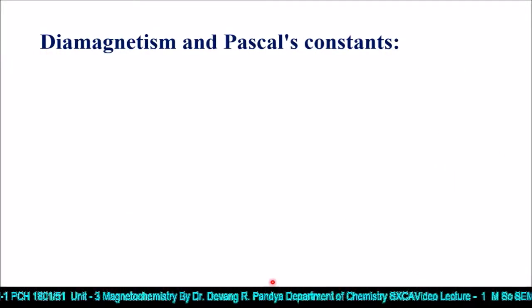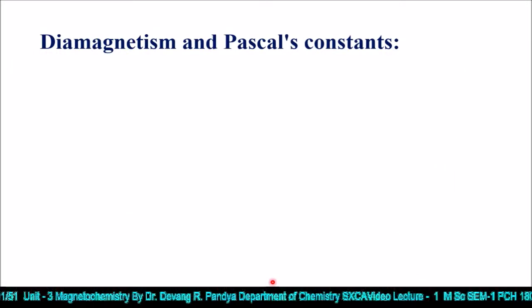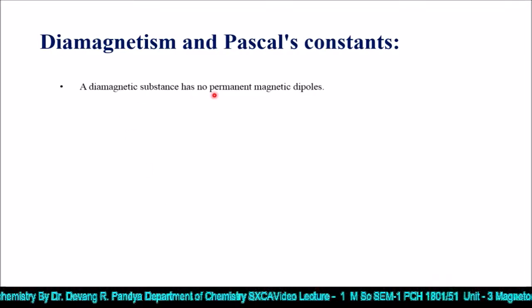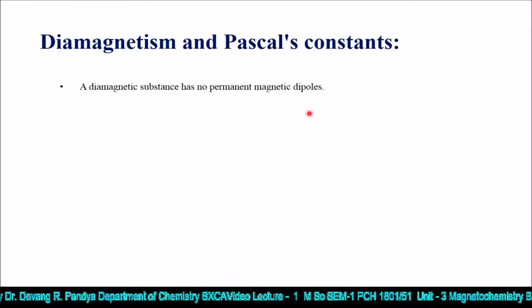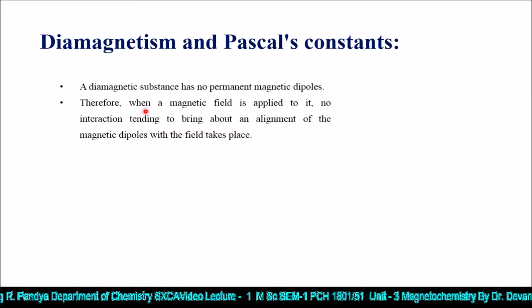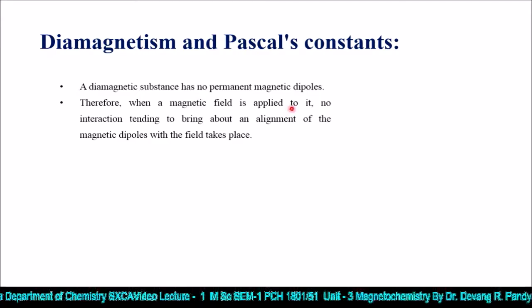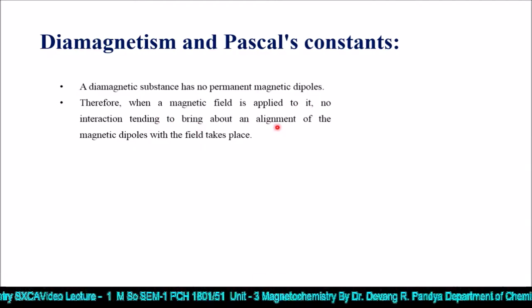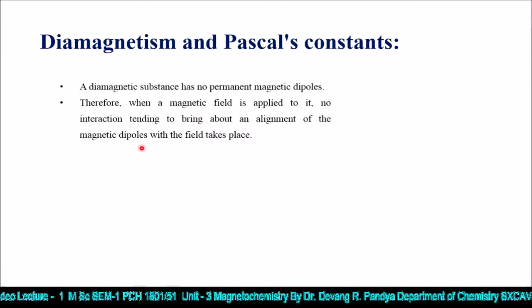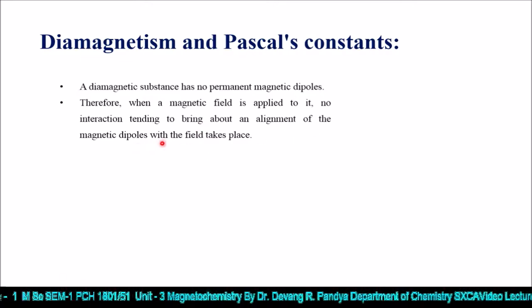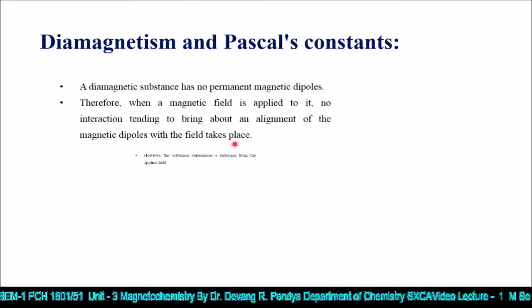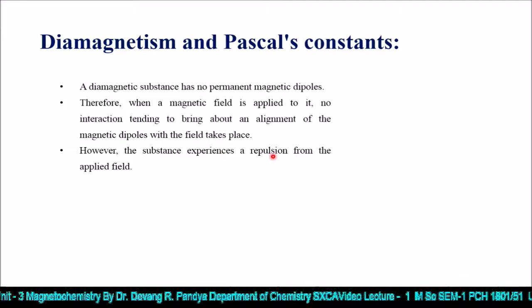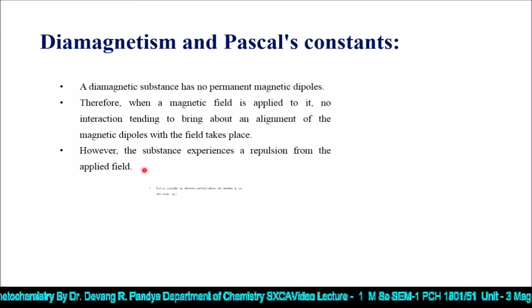Now the next point, that is diamagnetism and Pascal's constant. A diamagnetic substance has no permanent magnetic dipole. Therefore, when a magnetic field is applied to it, no interaction tending to bring about an alignment of the magnetic dipole with the field takes place. However, the substance experiences a repulsion from the applied field.